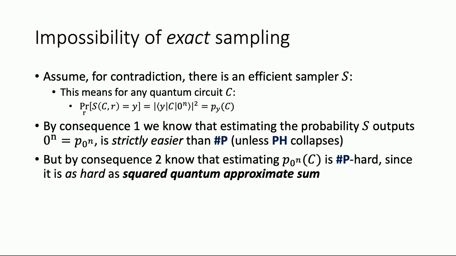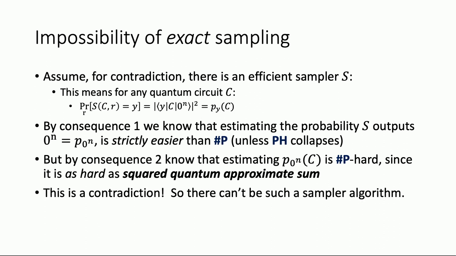Okay, but wait a second, consequence two says that giving a multiplicative estimate to the same outcome probability, P0 of C, is #P-hard. Well, because it's at least as hard as the squared quantum sum problem, yeah? Well, it's a contradiction, so there can't be such a sampler algorithm unless the PH collapses.